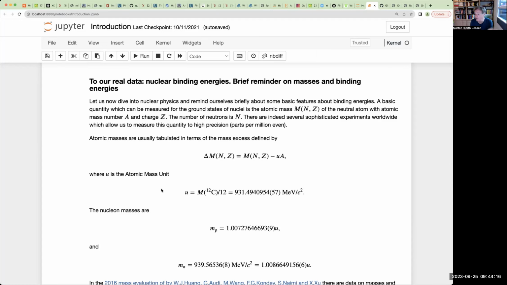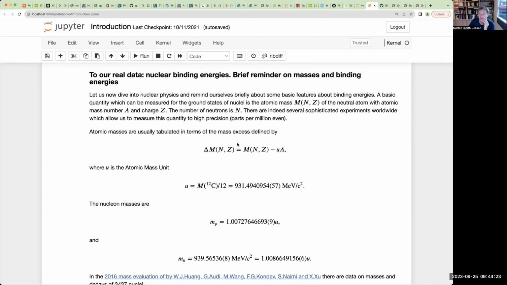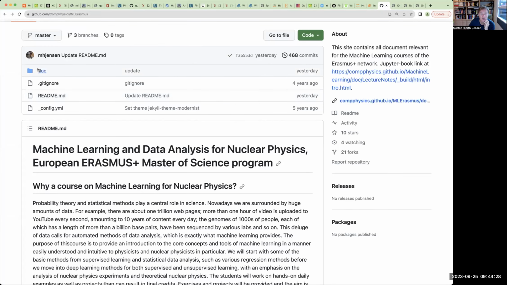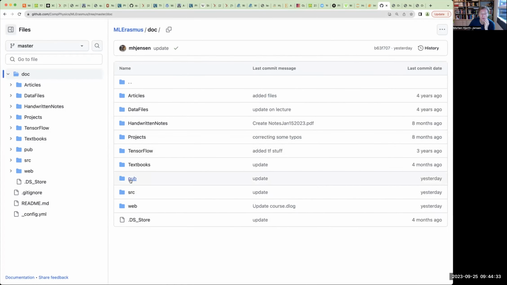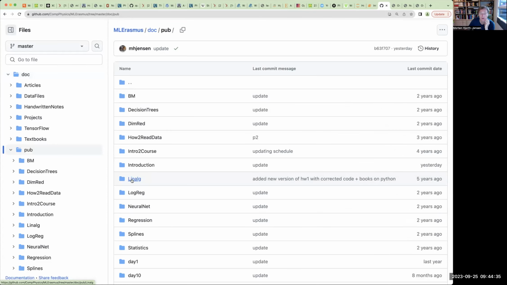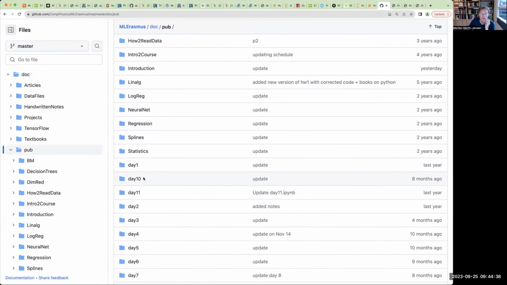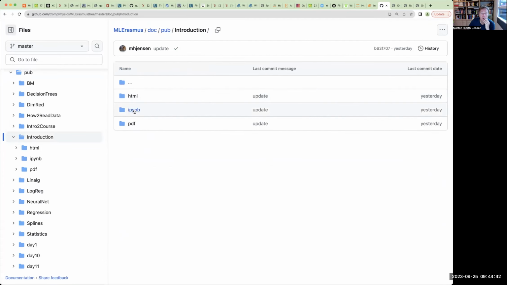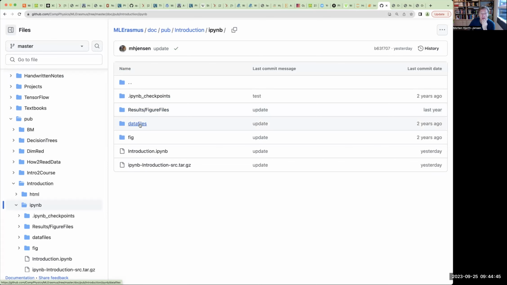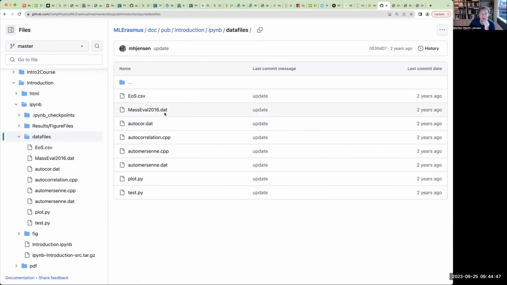This could also be a data set for the first project, and this is about the nuclear masses. So if you go to the GitHub address, click on the doc folder, scroll down to pub, which is the one published for every week, and go to the introduction, where we are now, and look at the data files, there is the mass evaluation from 2016.